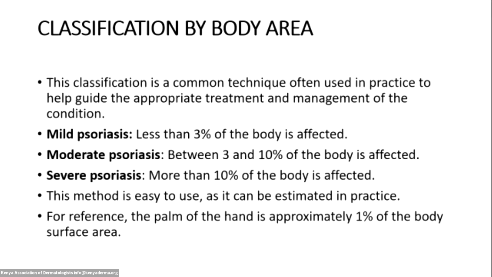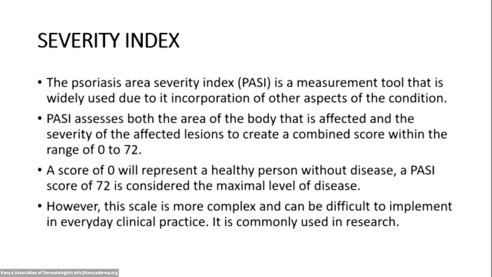So we can also classify psoriasis based on the body area, and this is a very common technique used in our practice. So it can either be mild, moderate, or severe. So when it's mild, less than 3% of the body is affected, moderate between 3 and 10, and severe is more than 10. And again, this is an easy method to use, so it's basically used most in our daily practice. And for reference, the palm of the hand is approximately 1% of the body surface area.